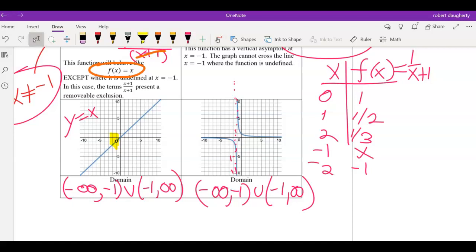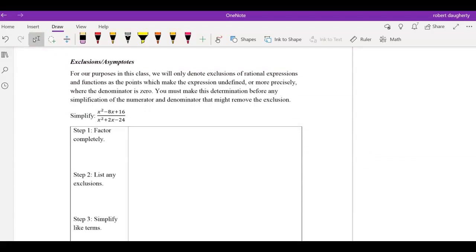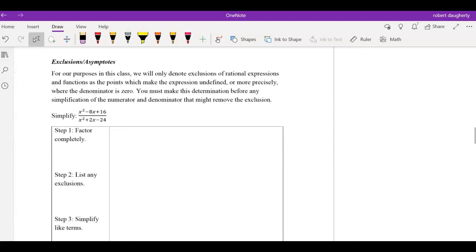It'll sound like I'm punting everything to your pre-calculus class today. So for purposes of this class, we're not going to categorize the different kinds of exclusions. So we're just going to look and say, what are the exclusions? They could be vertical asymptotes, they could be holes in the graph, they could be removable exclusions. We're not going to get into that detail. You need to be very comfortable just looking at any denominator and telling me where the exclusions are. Okay, and what you must do, you must make this determination before you do any simplification of this problem.